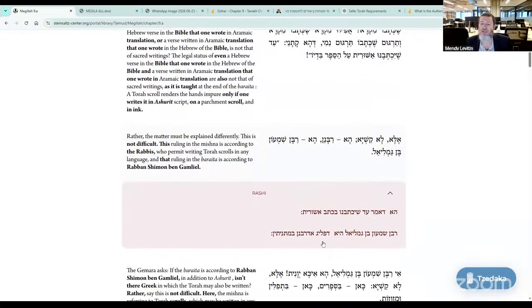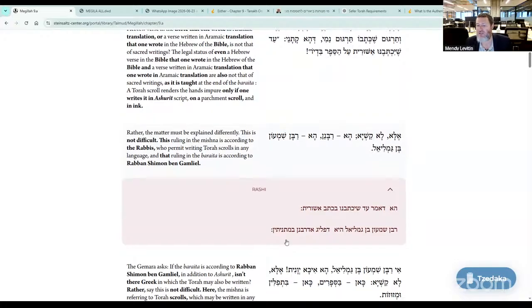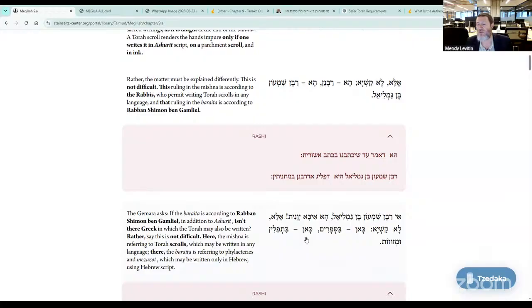Rabbi Shimon Gamliel, the Brisa goes according to Rabbi Shimon Gamliel. So the Gemara says, how can you say it goes according to Rabbi Shimon Gamliel? Our Brisa says no language could be written for the Sefer Torah aside from the proper Hebrew, Ashuris, not even Ivris. Rabbi Shimon Gamliel says you could write it in Greek. So obviously the Brisa can't be Rabbi Shimon ben Gamliel.